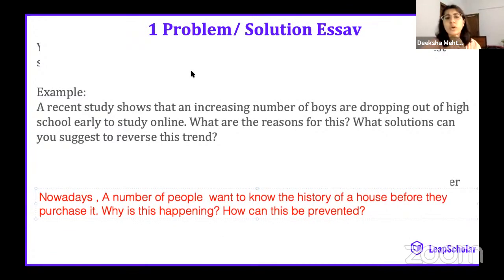So same, what is being asked? That nowadays people want to know the background story associated with a house. So what happened in that house? What people stayed there? Why was it sold? Have there been any unnatural deaths? Right? So they want to know the history associated with the house. Why? What are the causes? Why do they want to know this? And can you suggest some solutions? So what kind of an essay is this? Problems. We are talking about the causes and solutions. Right?